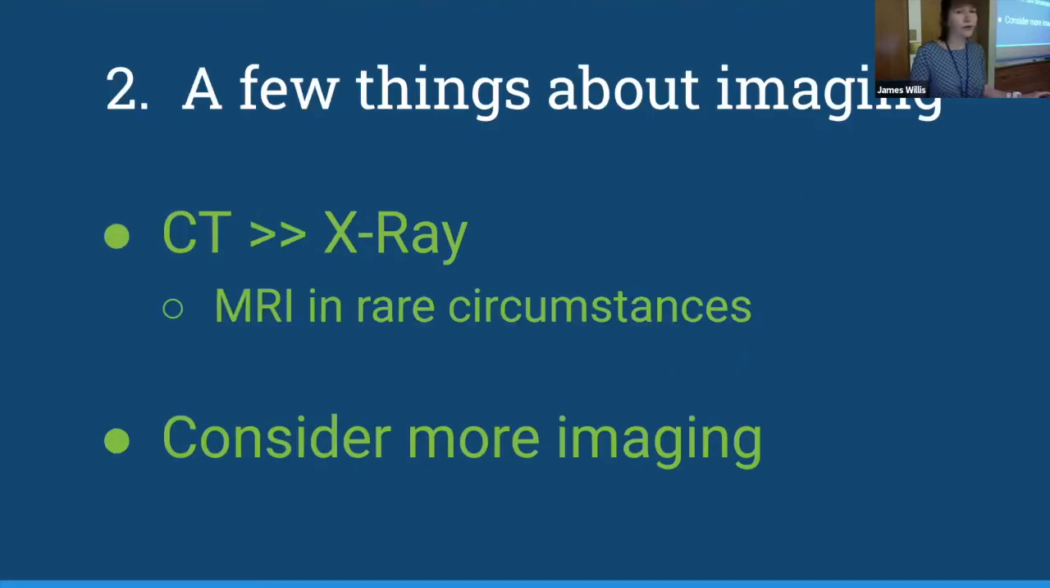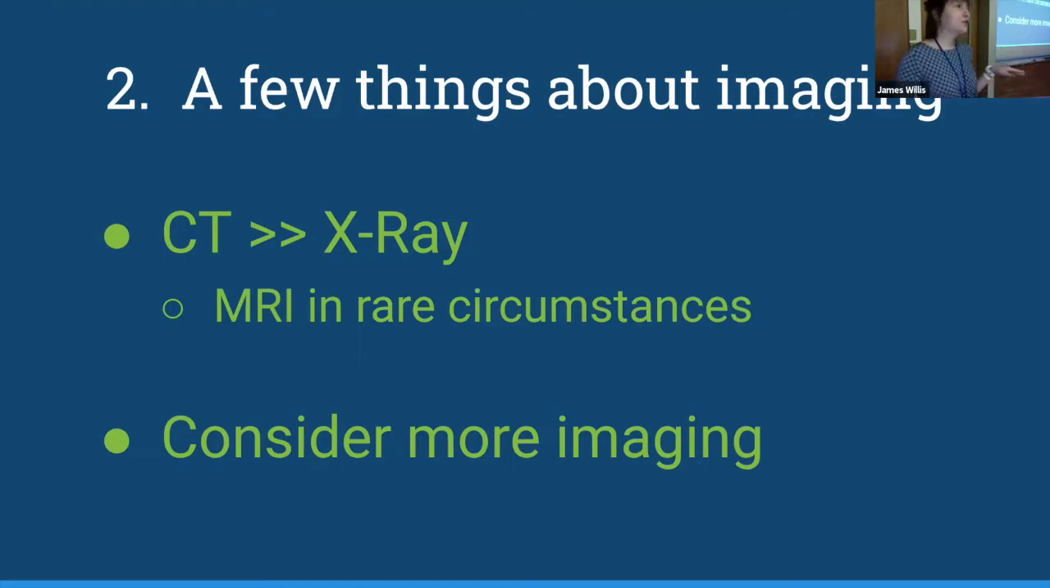Okay, so going on to our second objective. We've decided that we need to image our patient, but what kind of imaging? And this is honestly pretty straightforward. A CT scan is going to be so much better than an X-ray for clearing the C-spine. The sensitivity of an X-ray is about 52%, whereas a CT scan is closer to 98%. So there are very few reasons not to do the CT scan.